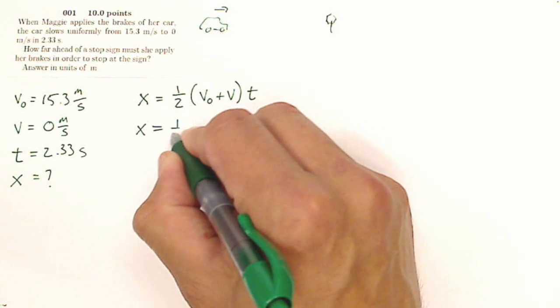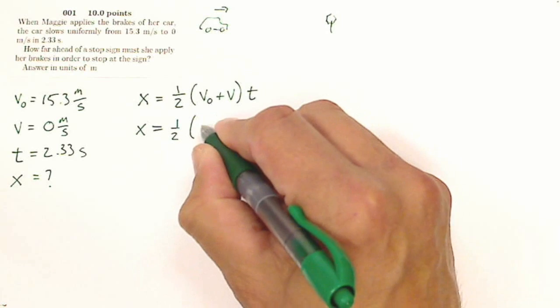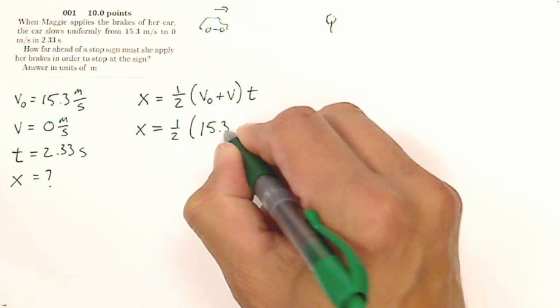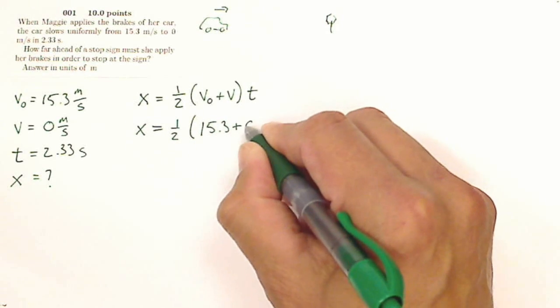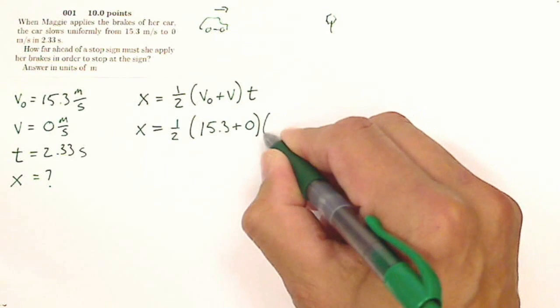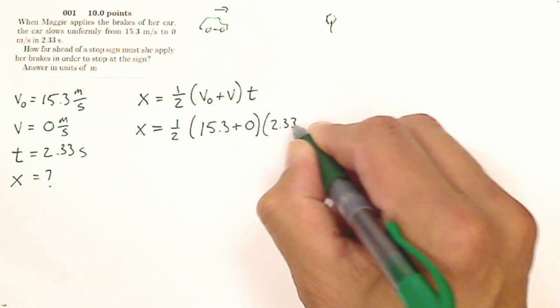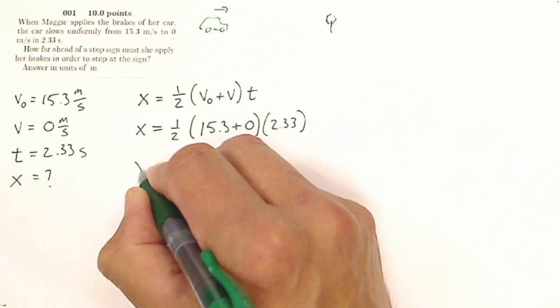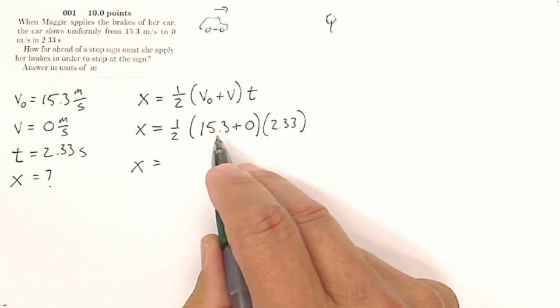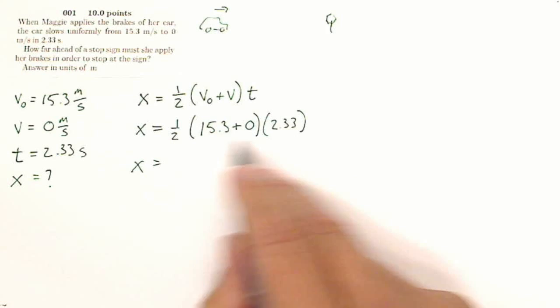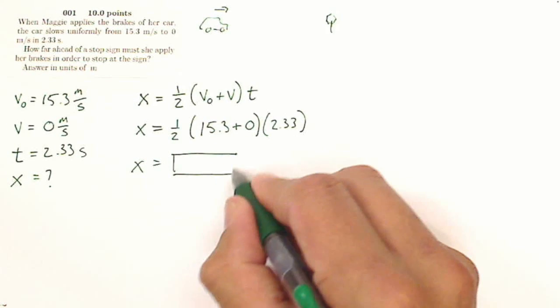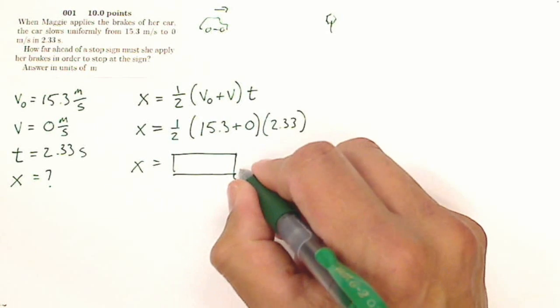So I'm going to get 1/2 of my initial velocity, which was 15.3, plus my final velocity, which is 0, and my time is 2.33 seconds. So my displacement will be 1/2 of 15.3 times 2.33. When you multiply that out, you will get an answer, and that will be in the units of meters.